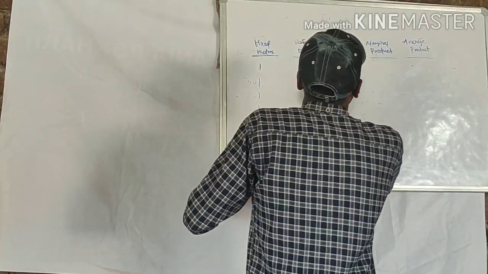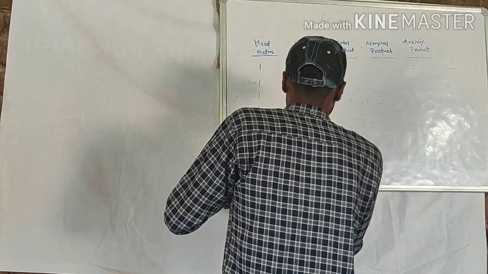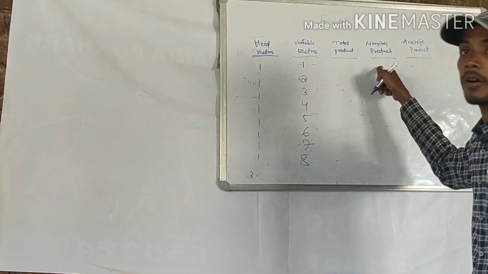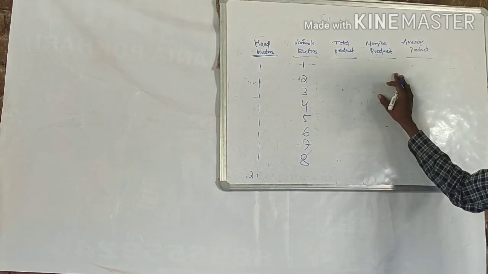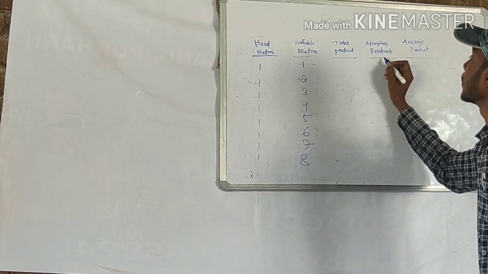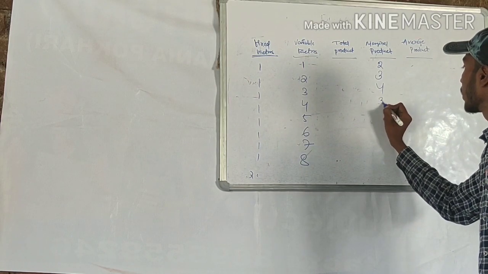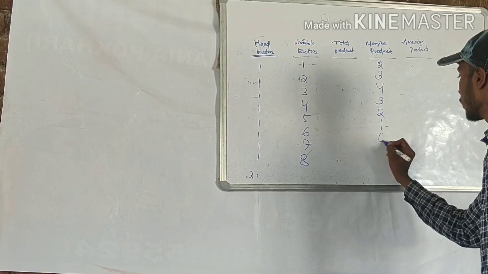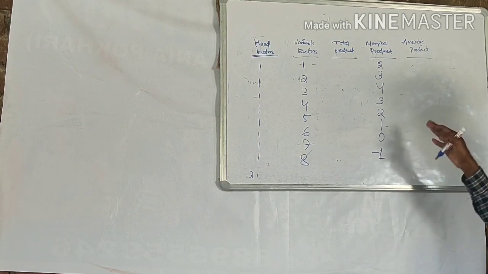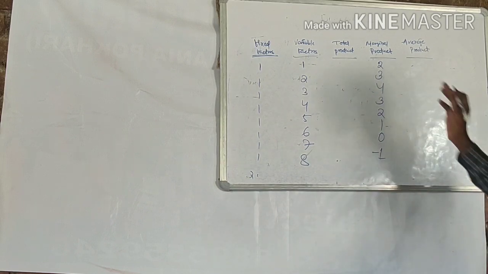Suppose variable factors 1, 2, 3, 4, 5, 6, 7 and 8. Understand this? And here, for a clear picture, I will first write the marginal product. Suppose here I am getting 2, 3, 4, 3, 2, 1, 0 and minus. I write the marginal product first for clearly understanding the total product.